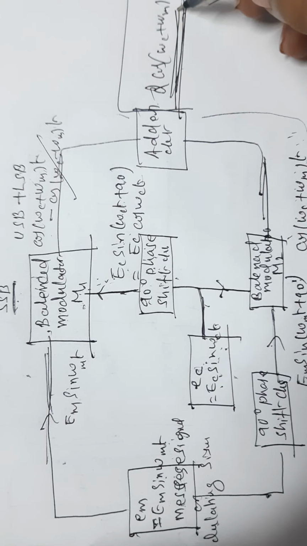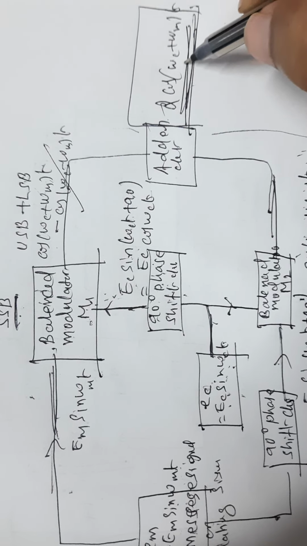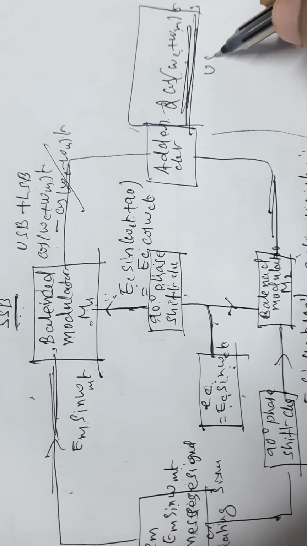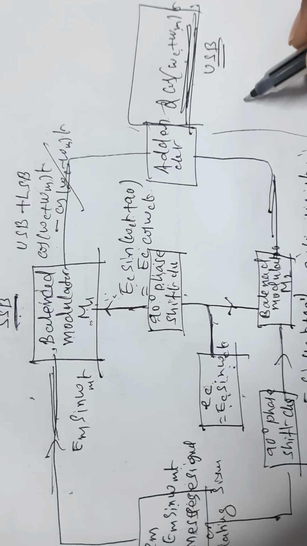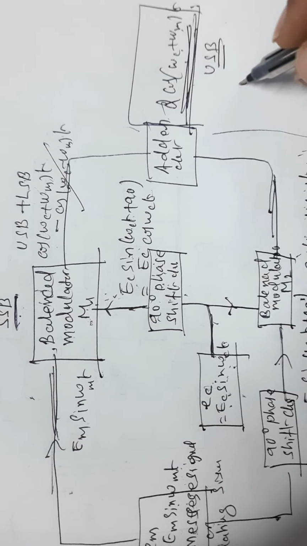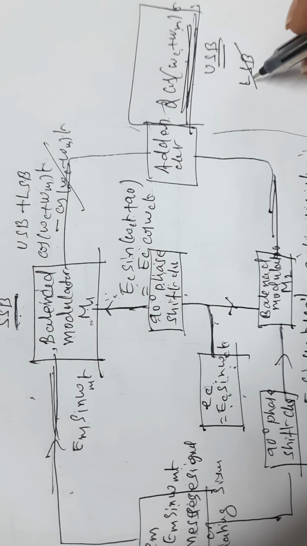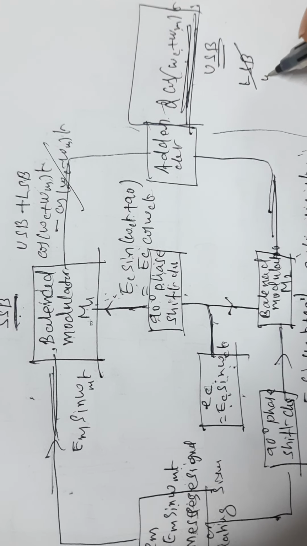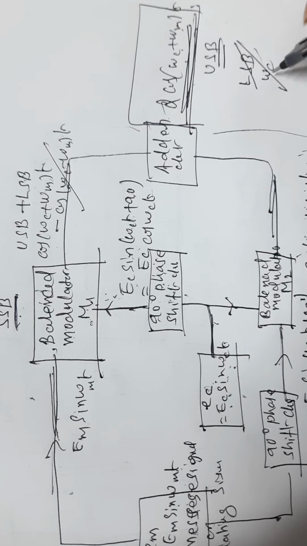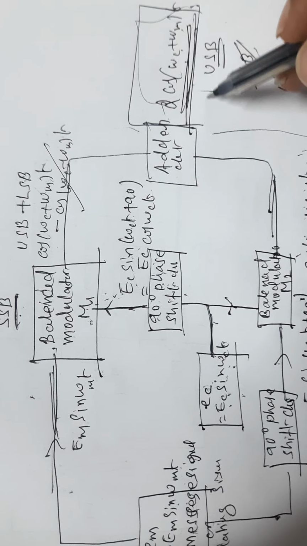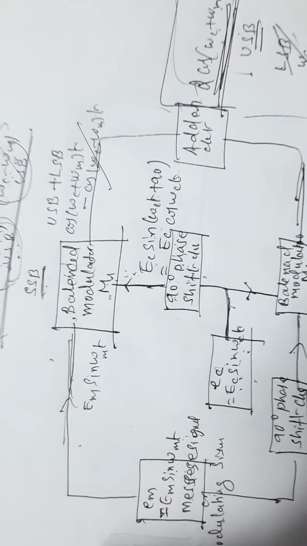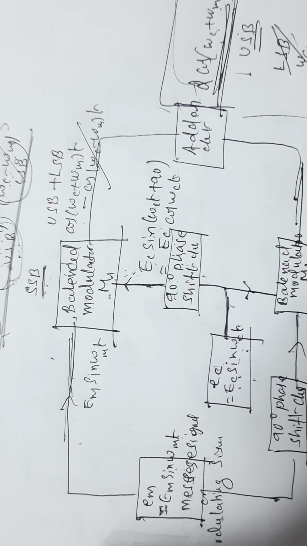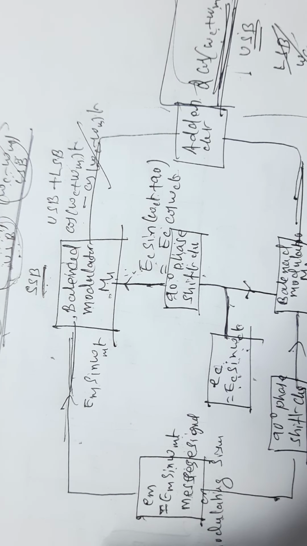That output contains only omega c plus omega m, that is the upper sideband only. There is no omega c minus omega m, that is, the lower sideband is suppressed, and there is no omega c, therefore the carrier frequency is also suppressed. Only one sideband is produced. That is the generation of single sideband using the filter method or 90-degree phase shift method. Thank you.